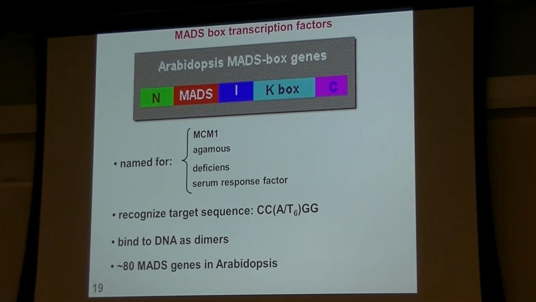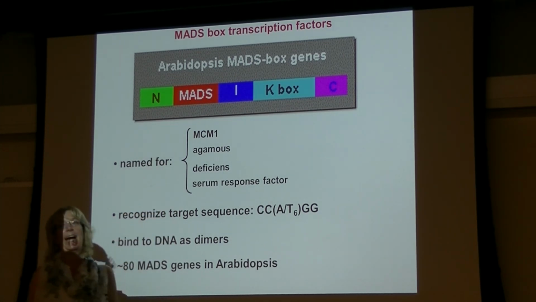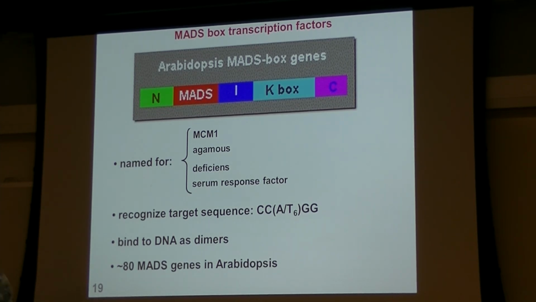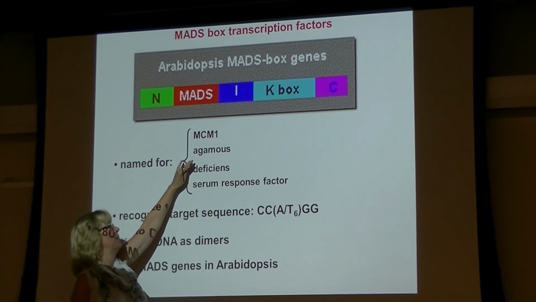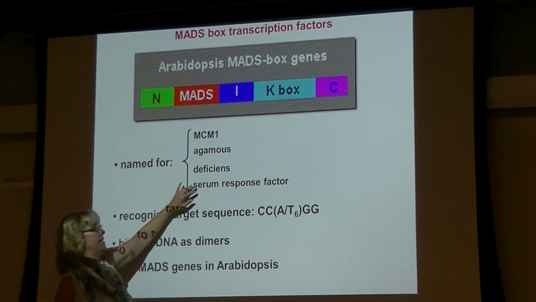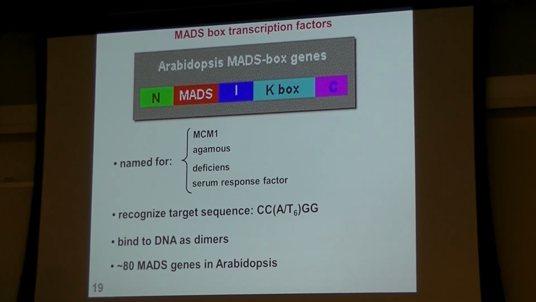But they're not only in plants, they're also found in animals as well. And originally, people started to find this class of genes that they could recognize by having this conserved MADS box domain, but they had no idea what the genes did. And so they just took the first 4 genes that were found that had this conserved region and took the first letter from each of those genes and came up with MADS. So here's some different genes. MCM1, AGAMOUS happens to be a plant one. DEFICIENS happens to be a plant one. Serum response factor is an animal one. And so taking the first letter just spelled MADS, and that became the name of this class of genes.